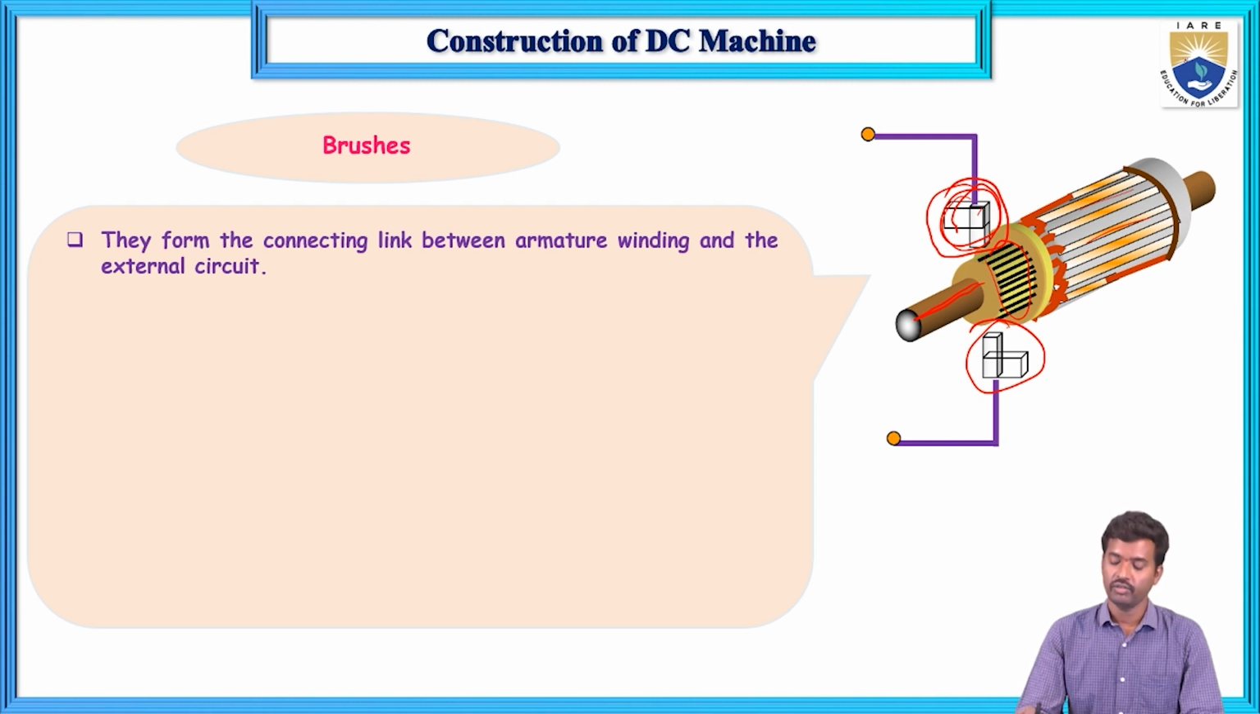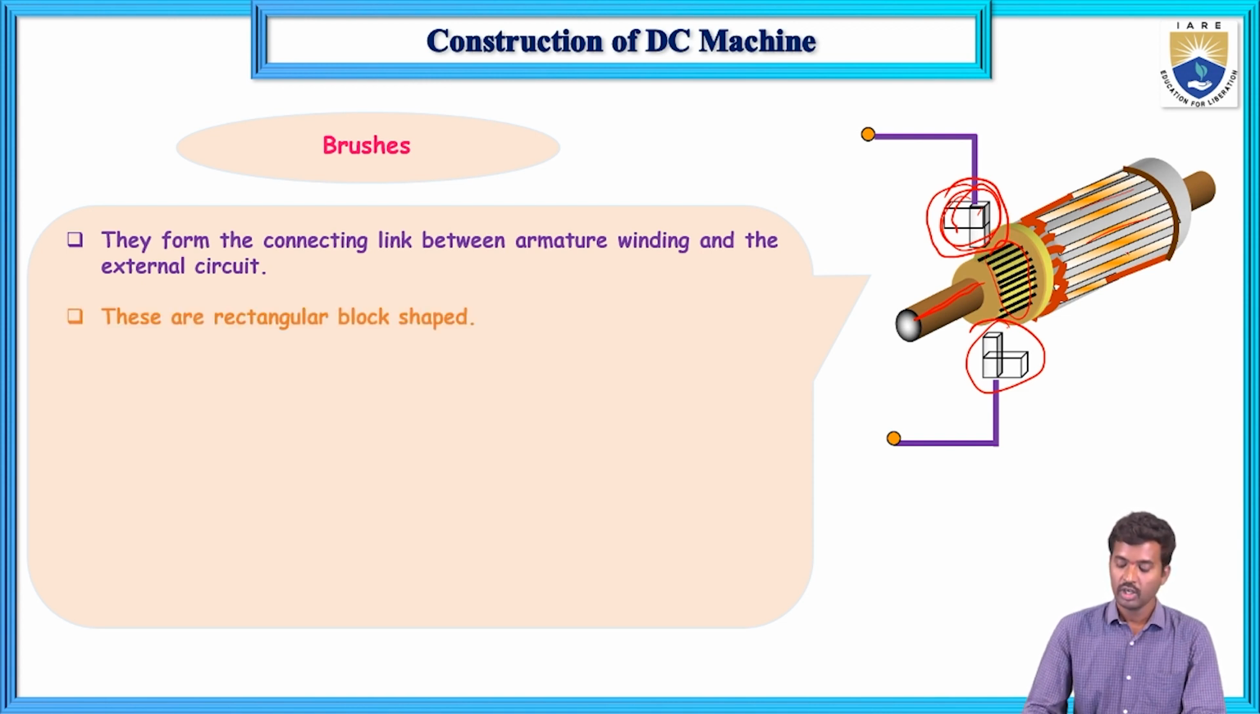We require a part for transferring the rotating EMF from the rotating part to the stationary part. So here there is a firm connecting link between the armature, which is rotating, and the external circuit, which is stationary. That part is known as the brush. It is a rectangular shape. See this diagram, it is a rectangular shape.